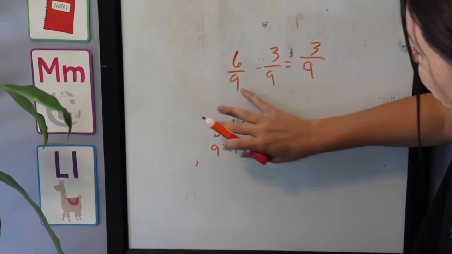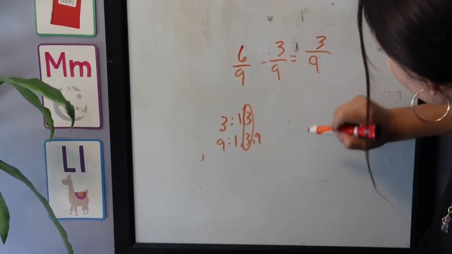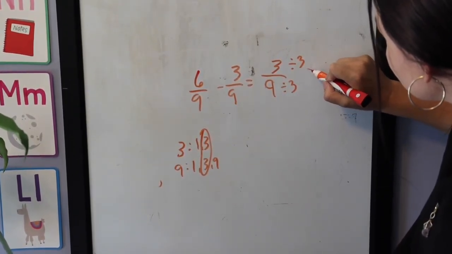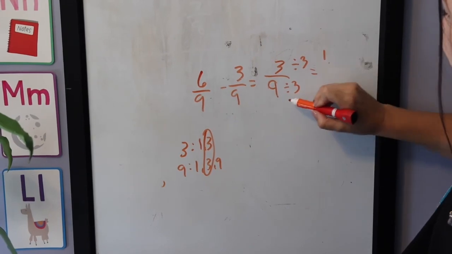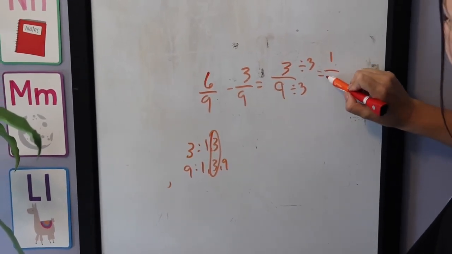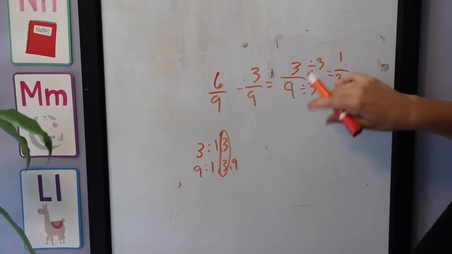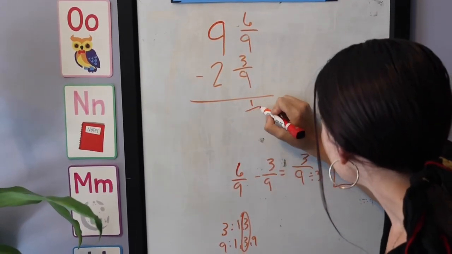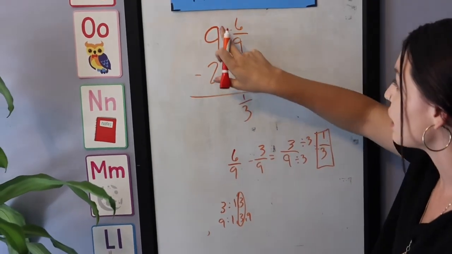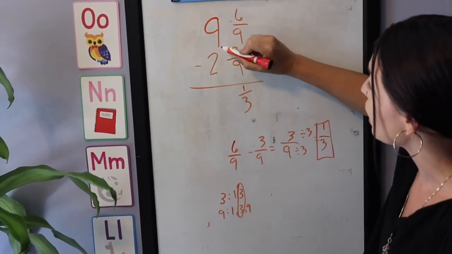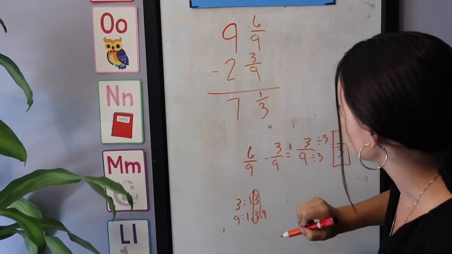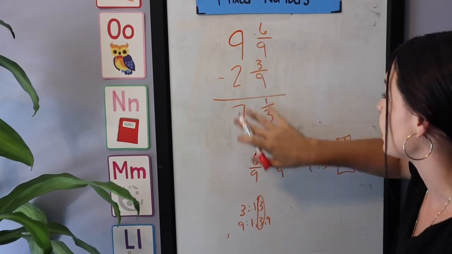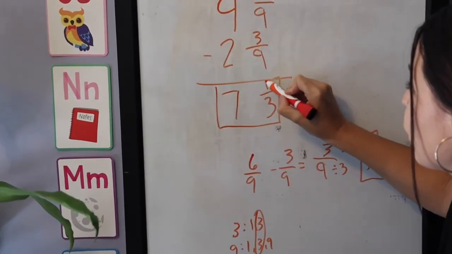So now we're going to find the biggest factor they have in common. It's going to be 3. Divide the top by 3. Divide the bottom by 3. 3 divided by 3 equals 1. 9 divided by 3 equals 3. So our new fraction is 1/3. So now we have 1/3 as our fraction. We're going to put it up here, and now we can subtract our whole numbers. So 9 minus 2 equals 7. So 9 and 6/9 minus 2 and 3/9 equals 7 and 1/3.